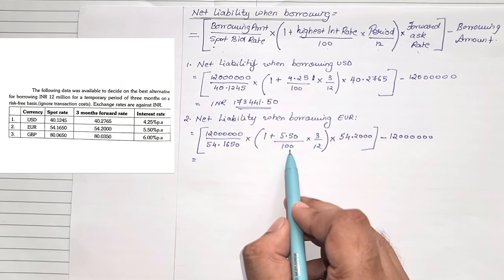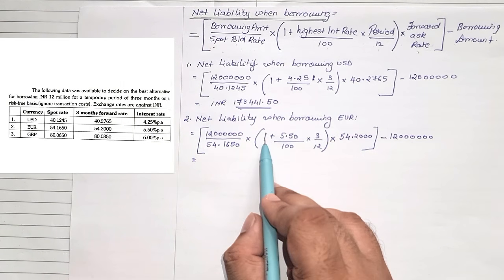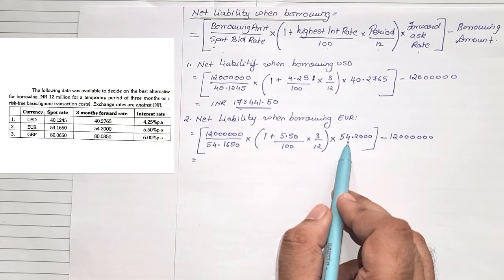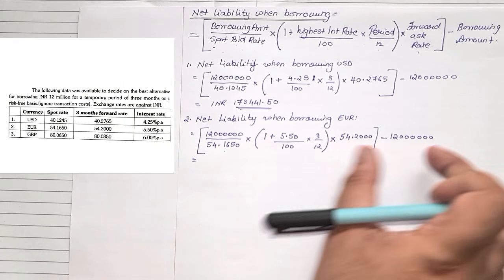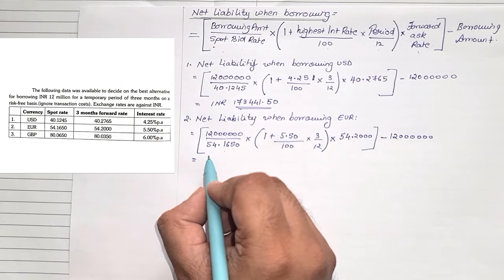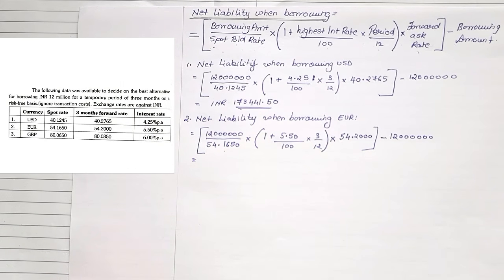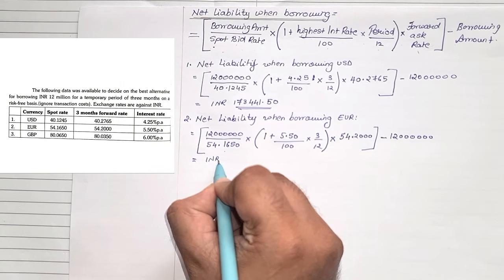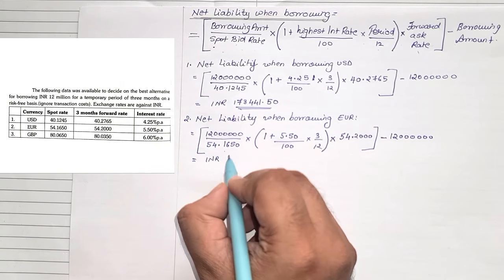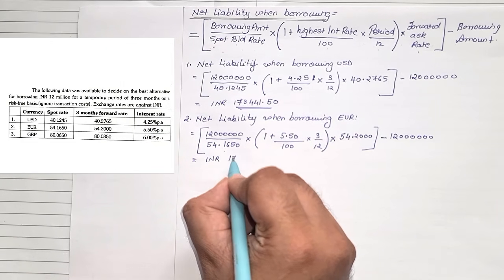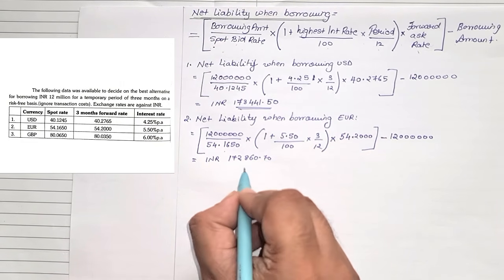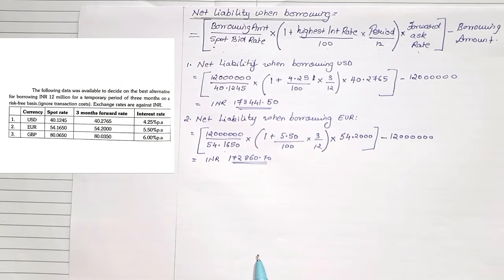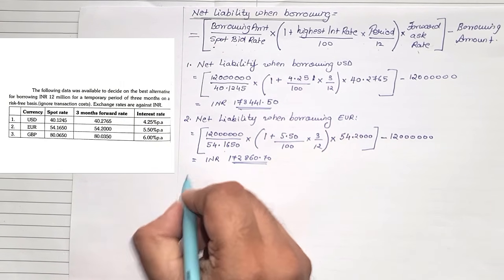Again, first you divide, you multiply, you add with 1, you multiply with the forward, divide by the spot into the borrowing, and you get one amount. That amount minus 1 crore 20 lakhs will give you your second liability, which comes up to INR 1,72,860.70. Okay, so that was from the first. This from the second, now the third currency.